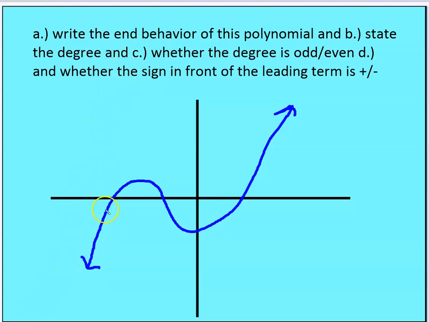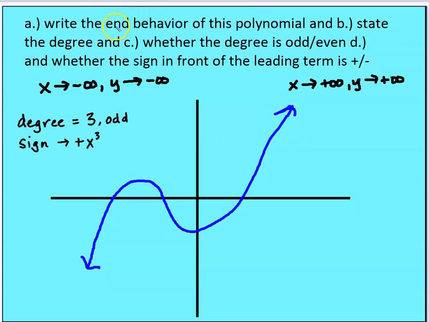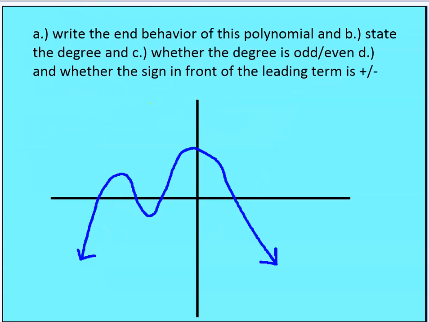Okay, so we have the end behavior: as x goes to negative infinity, y goes to negative infinity. As x goes to positive infinity, y goes to positive infinity. The degree is 3, and the sign is positive because it's down, up. It's a cubic. I have 2 turns. Okay, let's try another one.